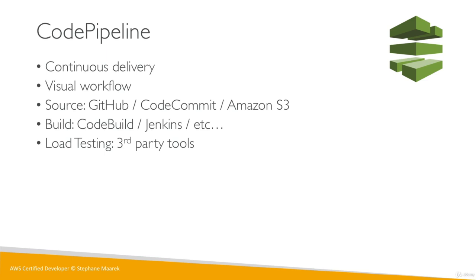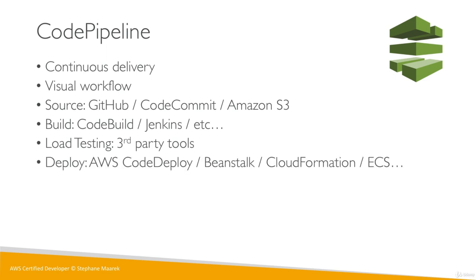And then you can also do load testing using whatever third-party tool you can think of. And then finally, once everything is done in your pipeline, you can deploy stuff using Amazon's own components such as Code Deploy, Beanstalk, CloudFormation, ECS, etc. And so your Code Pipeline is basically able to orchestrate all these things to provide a continuous delivery pipeline, hence the name. And so the pipeline is going to be made of stages.